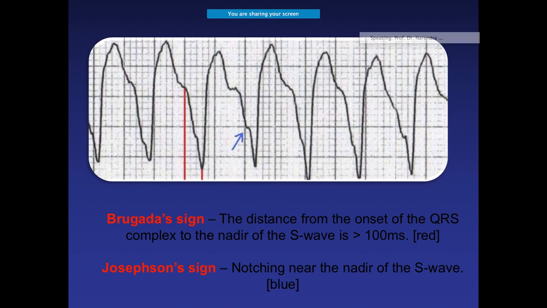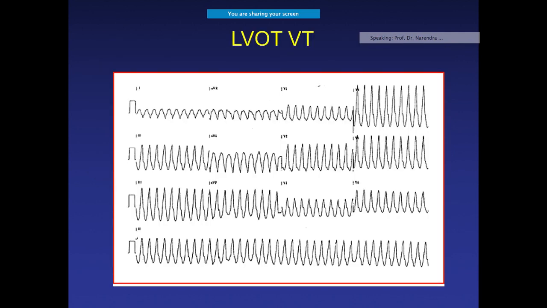As I was telling you, the Brugada sign, how do you say it? You see the distance from where the QRS is starting. Okay? And then from there you go to the nadir of the S wave. I hope you all know which is the S wave. And then you check the distance in the red line, which you see over here. If this distance is more than 100 milliseconds, this is Brugada sign positive. Similarly, if you see a notching near the nadir of the S wave, so this is the S wave, and if you see a notching over here, this is what is called the Josephson sign, in fact. So if you see Brugada sign, if you see Josephson sign, close your eyes and just say, this is VT. And you must be able to proceed.